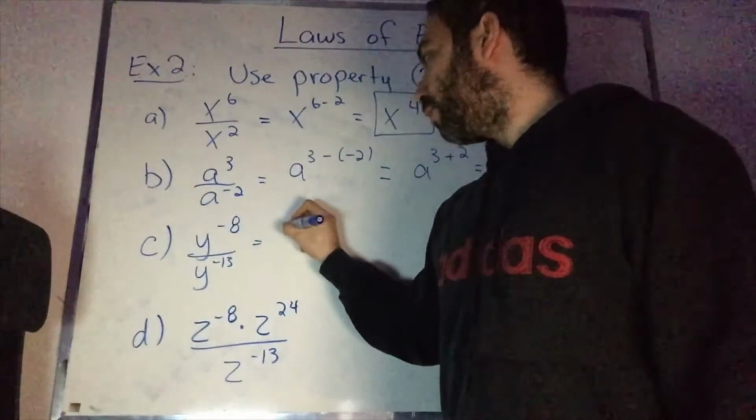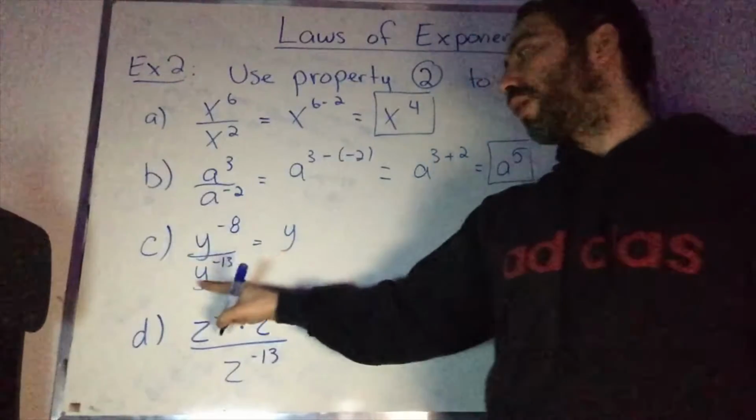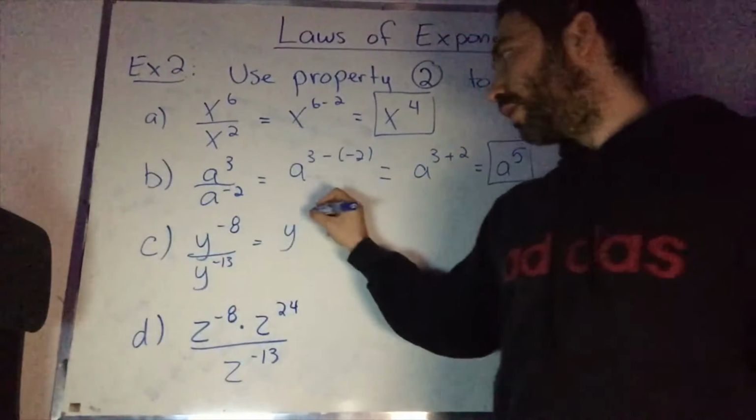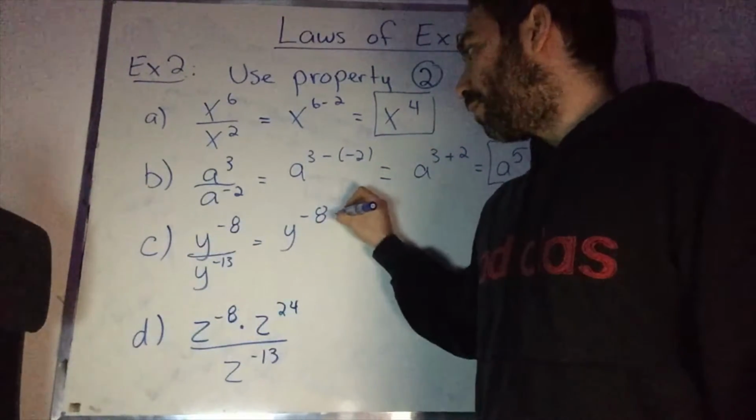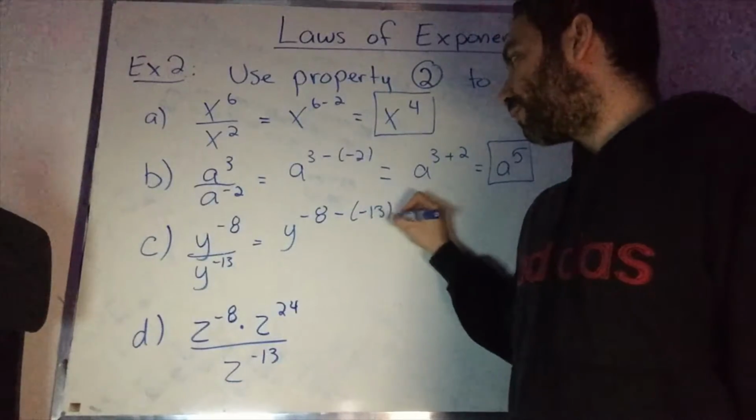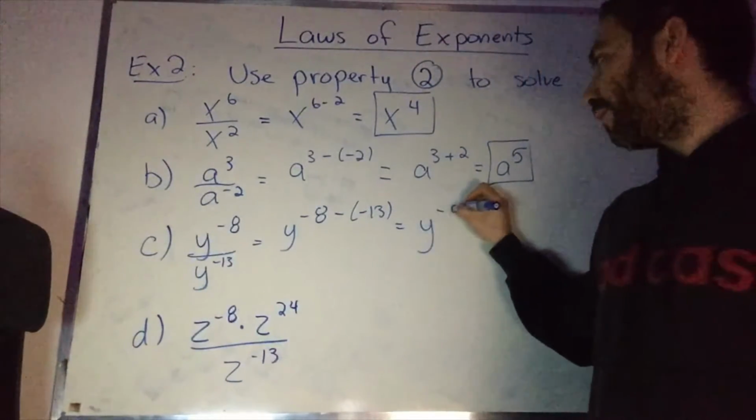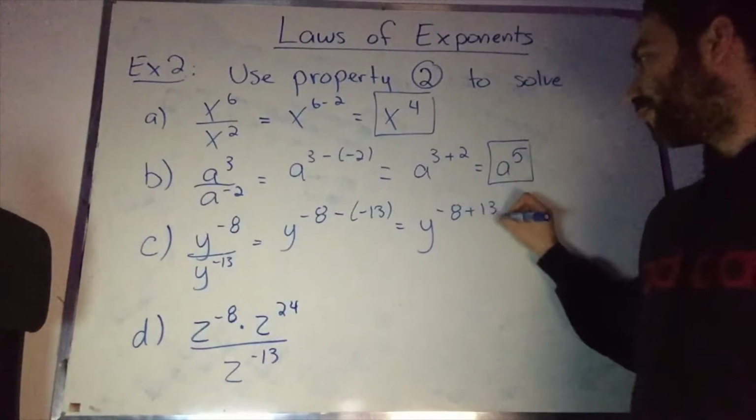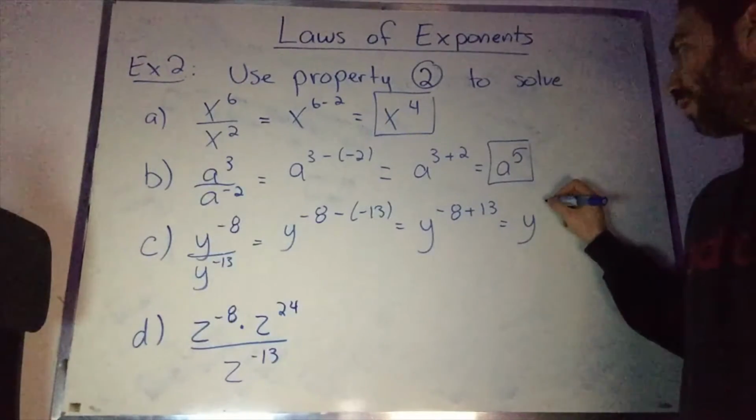Same thing here. We have y to the negative 8 divided by y to the negative 13. That gives us negative 8 minus negative 13, which is the same thing as y to the negative 8 plus 13, which gives us y to the 5 again.